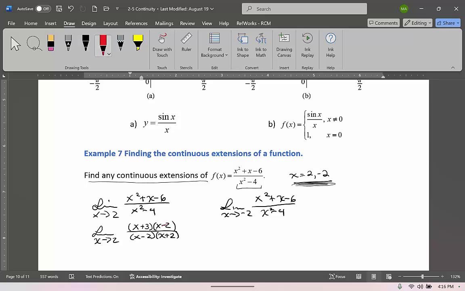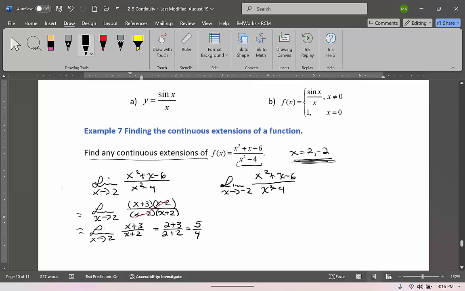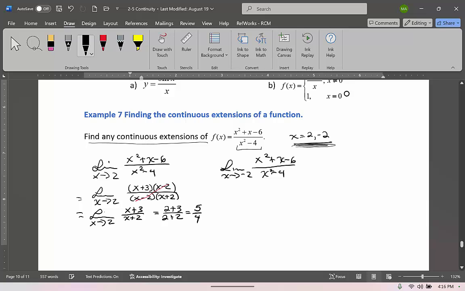And so we can actually cancel those out and get that this is equal to the limit as x approaches 2 of (x plus 3) over (x plus 2), which is equal to (2 plus 3) over (2 plus 2), or 5 over 4. So since this limit exists, we have a removable discontinuity at x equals 2.